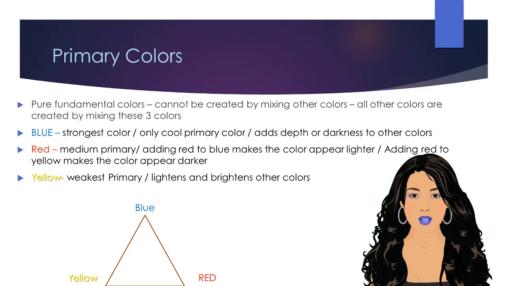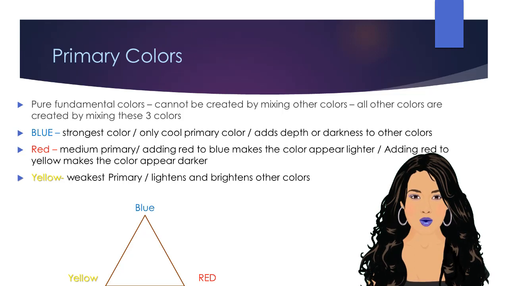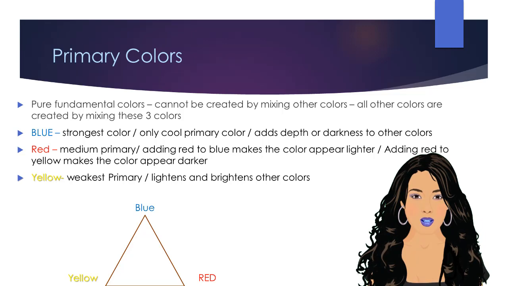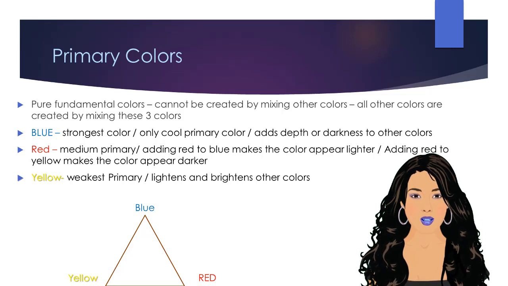Red is known as the medium primary color. Adding red to blue makes the color appear lighter, while adding red to yellow makes the color appear darker. Yellow is the weakest primary color. Adding yellow to other colors will make them appear lighter and brighter.